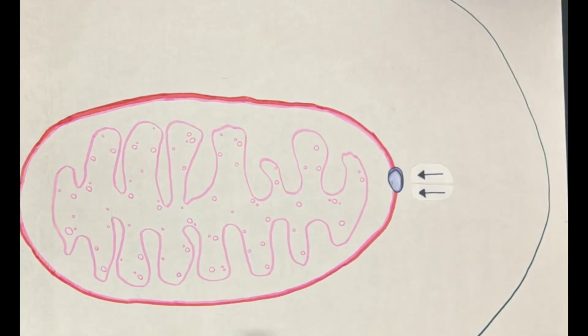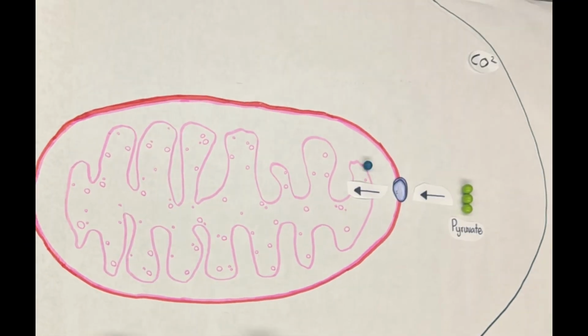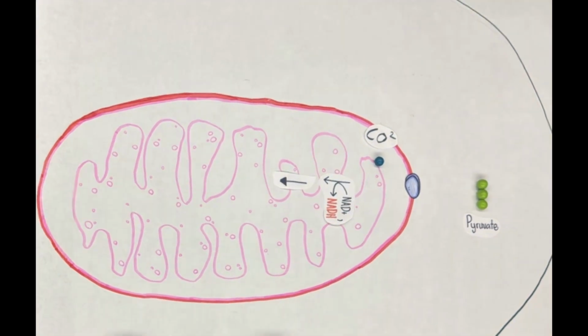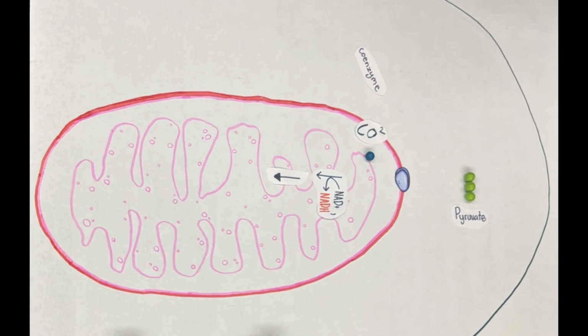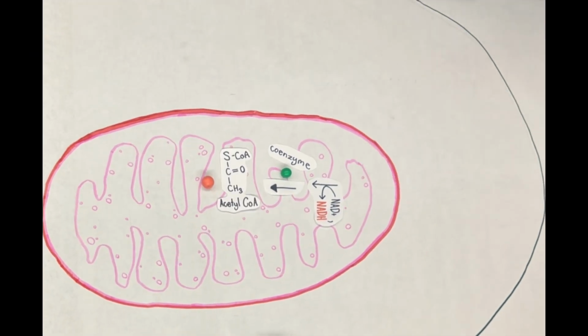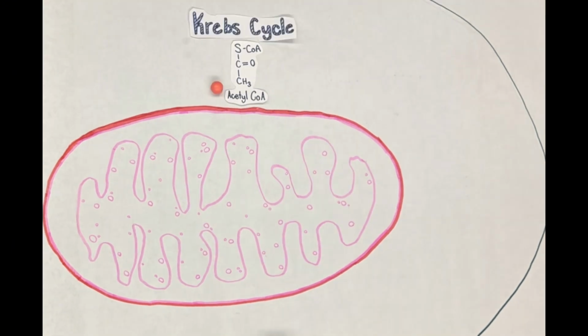A carboxyl group is removed from the pyruvate, releasing a molecule of CO2. What is left of the pyruvate is oxidized, and the NAD+ forms NADH. Using its sulfur atom, coenzyme A attaches to the molecule. This forms acetyl-CoA. Now moving on to the Krebs cycle.